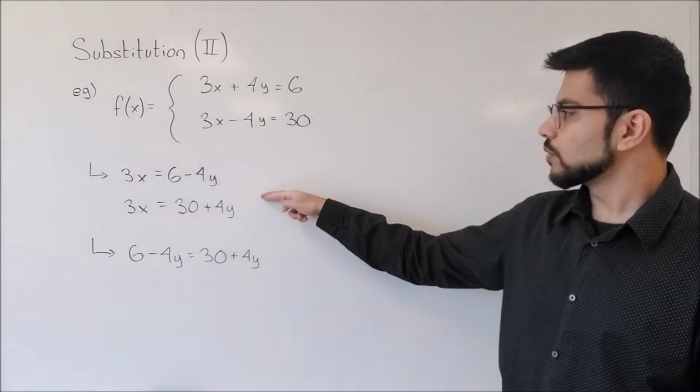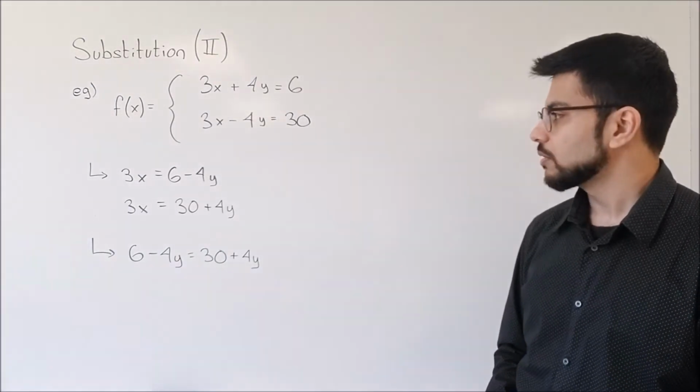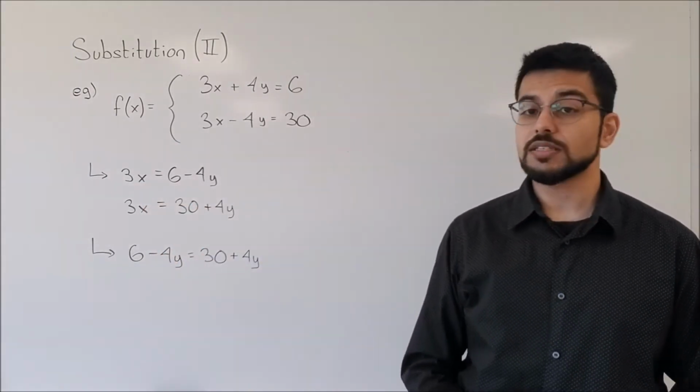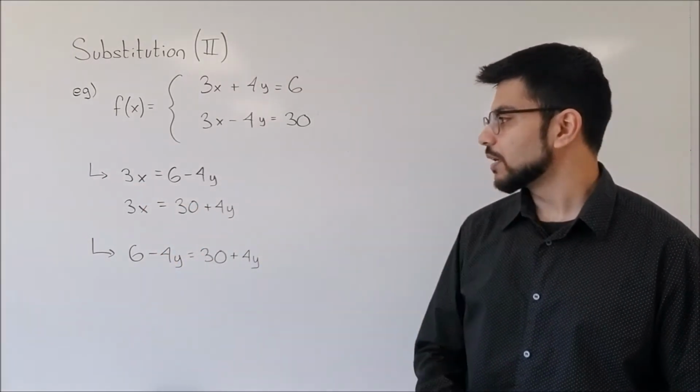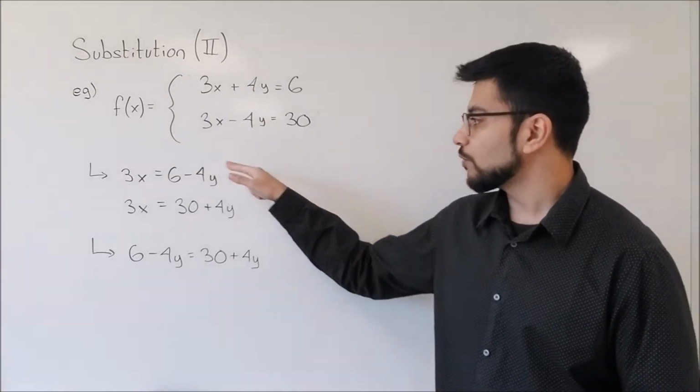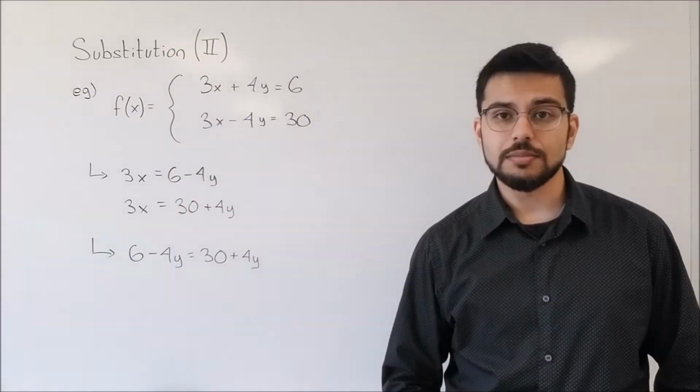Instead, we're going to rearrange both equations. So we're going to set them both equal to 3x. So the first one becomes 3x equals 6 minus 4y. The second becomes 3x equals 30 plus 4y, which means that all 4 of these terms are the same thing.